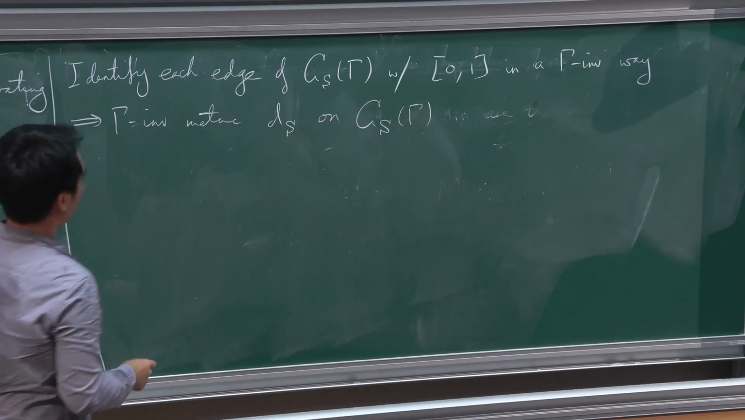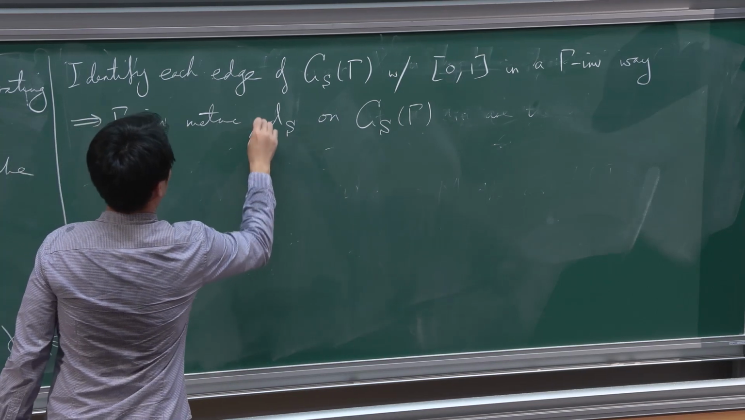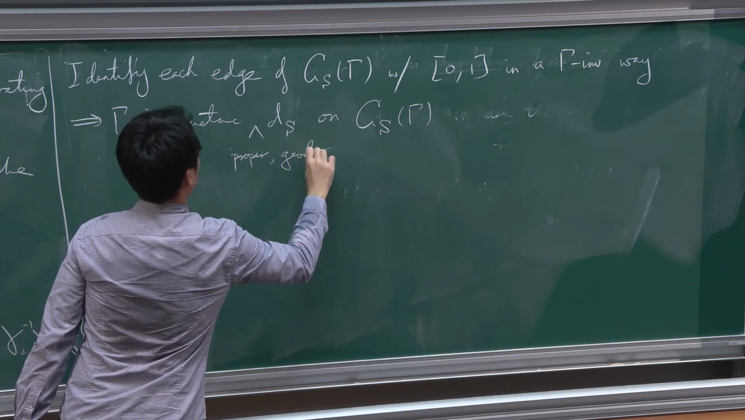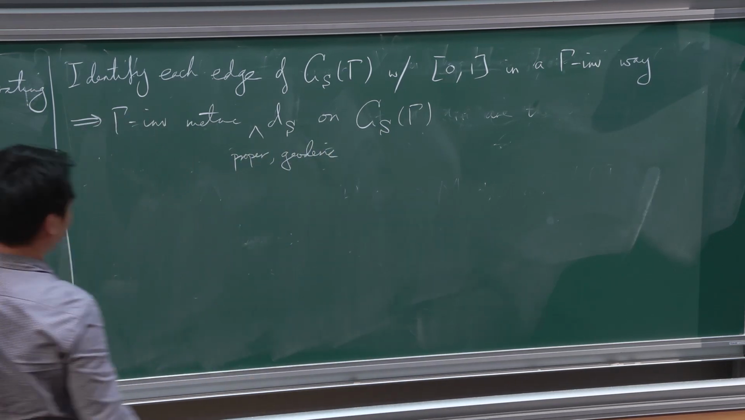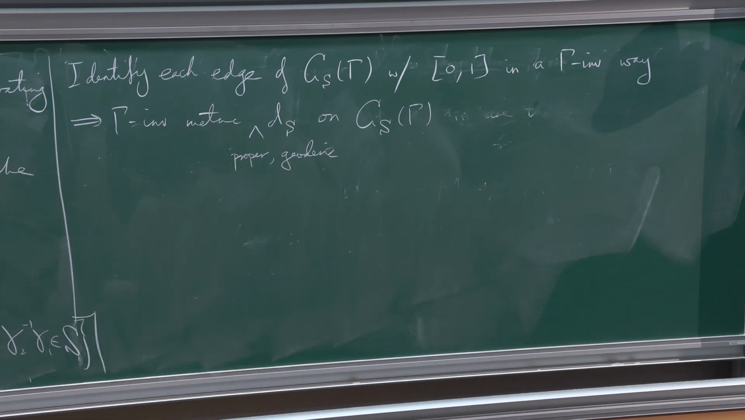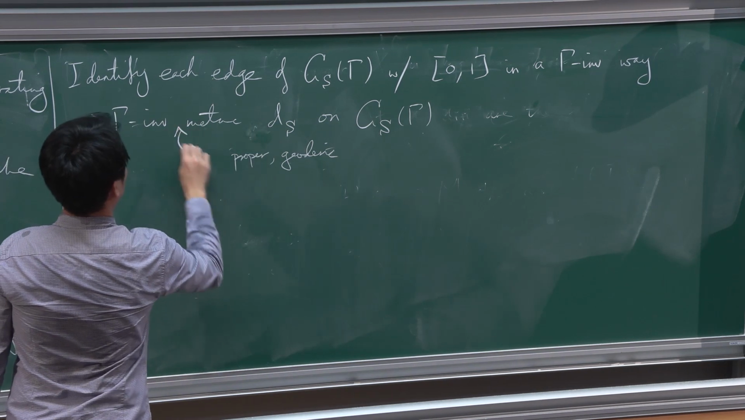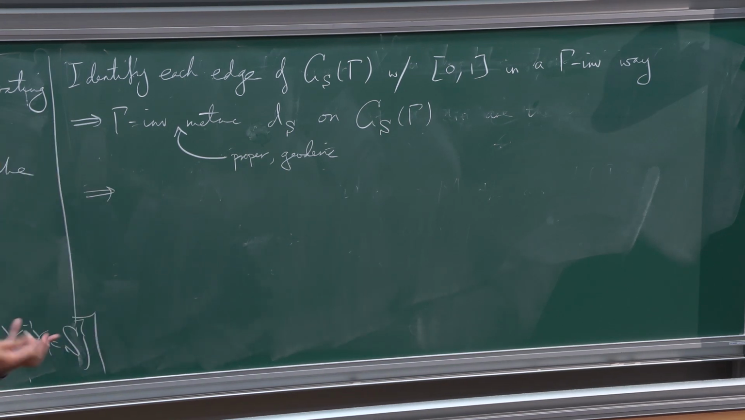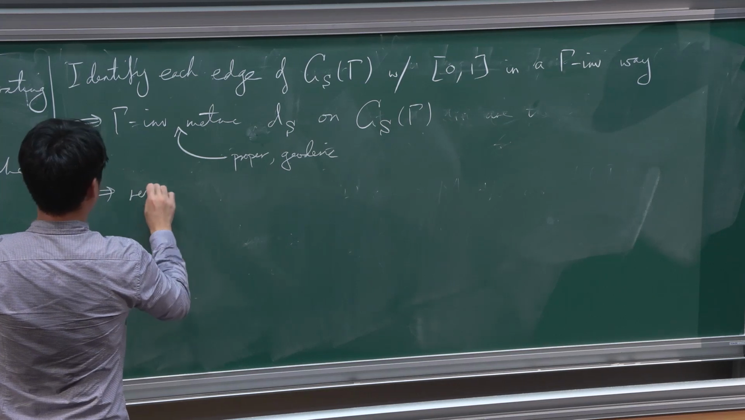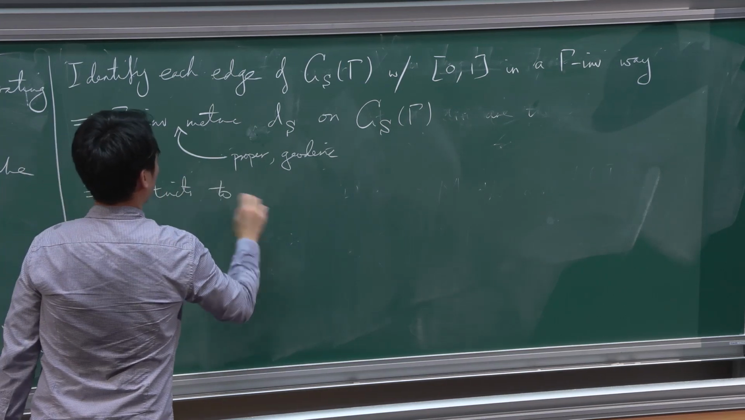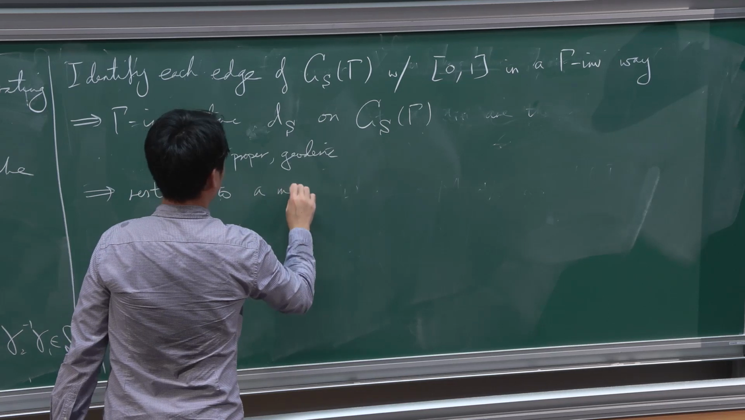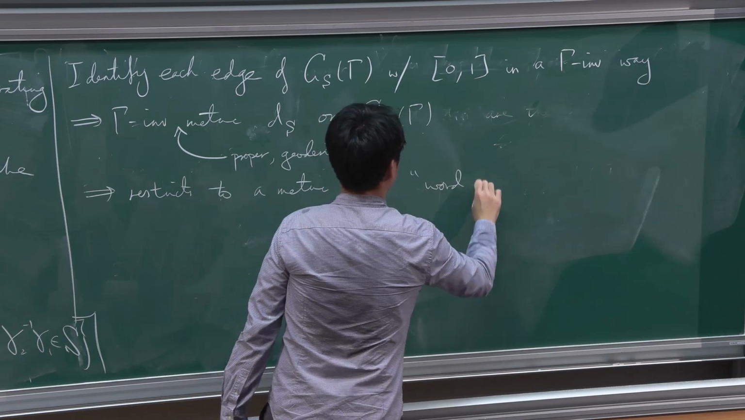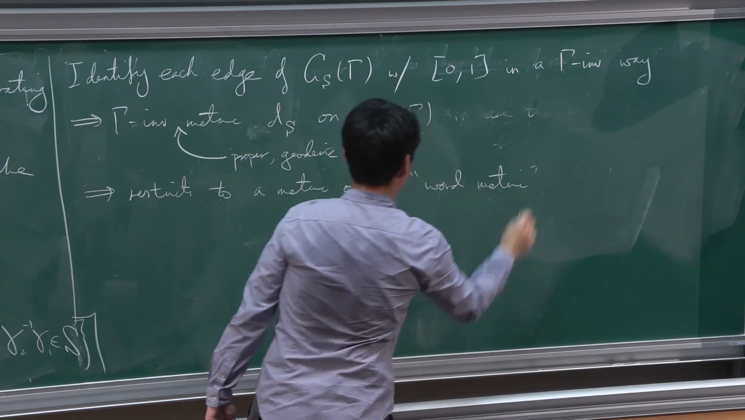In fact, this metric is proper and geodesic. And if you restrict this to the group, then this gives you a metric on the group, which is usually called the word metric.